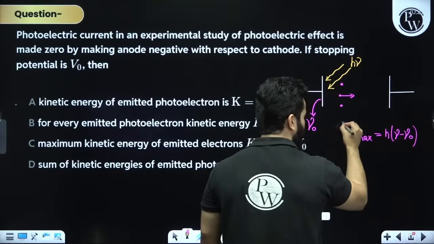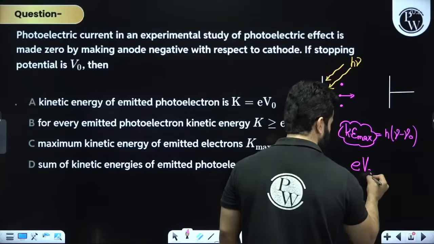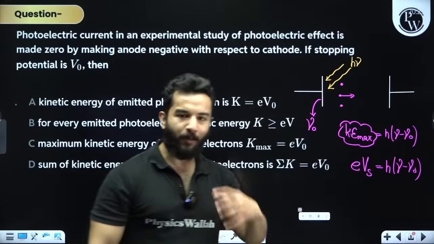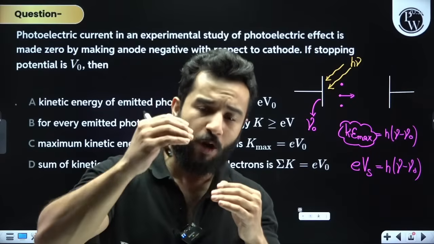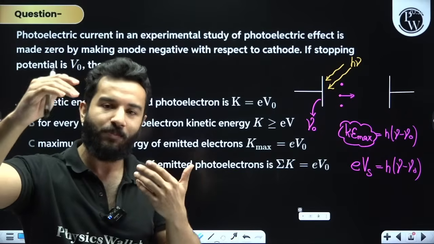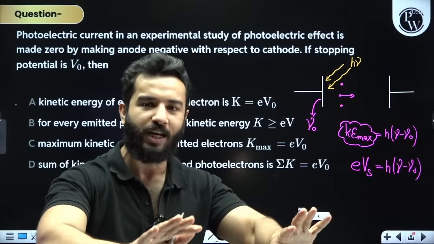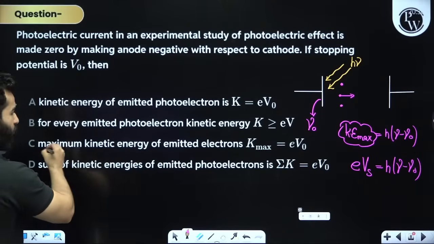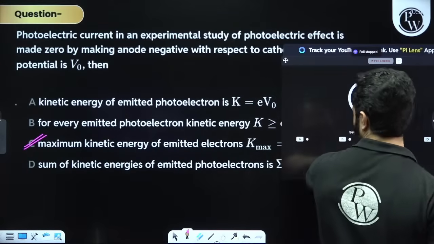Now there is a way of writing kinetic energy. It is charge multiplied by potential, that is e multiplied by stopping potential. So we apply the stopping potential. Please note what I am trying to say. We apply the stopping potential to stop the electron having the maximum kinetic energy. By saying this, we are saying that if the maximum kinetic energy electron is getting stopped, that means every electron will come to rest. So the answer is going to be definitely C. Maximum is going to be equal to eV naught. Answer is C, not B, not D.